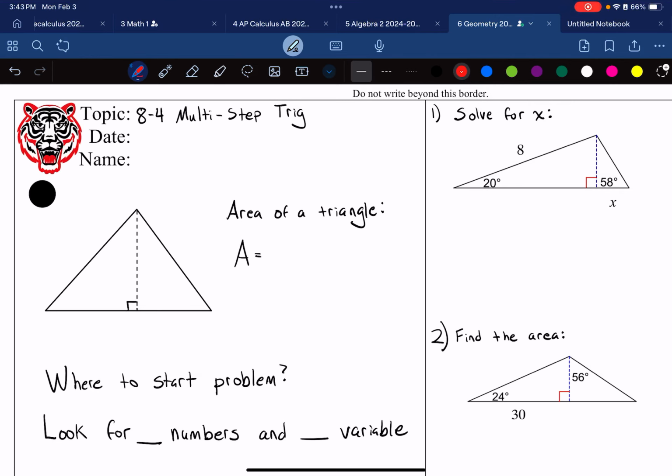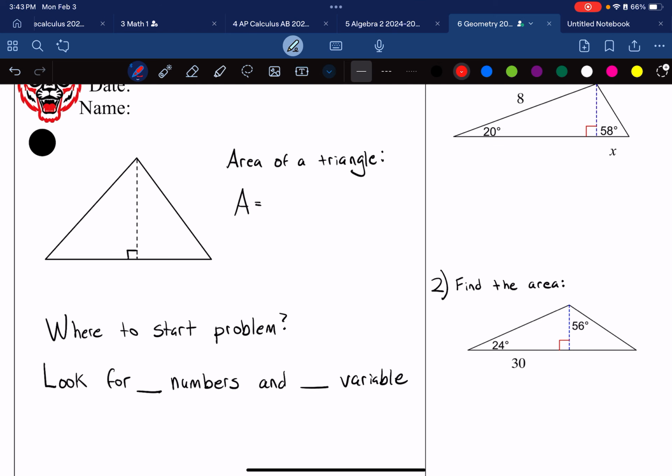This is Geometry Lesson 8-4, Multi-Step Trigonometry. So, one of the reviews that we have today is to find the area of a triangle. Bear with me, I know that you already know this, but in order to find the area of a triangle, you need to first have the base.